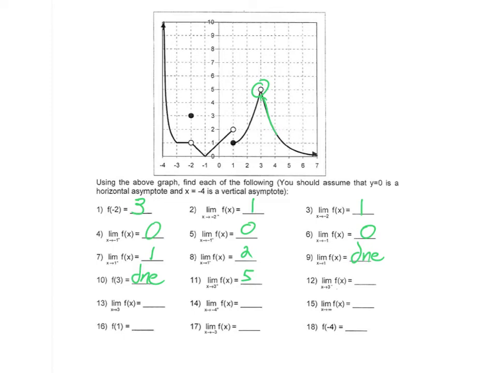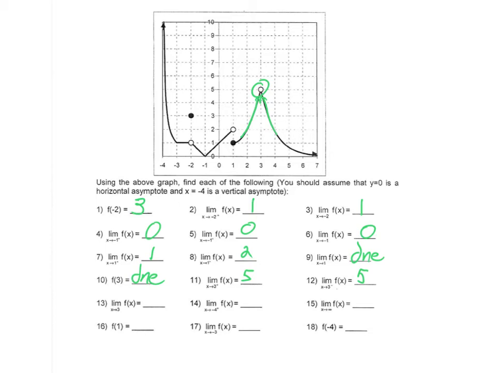Number 12, what is the limit as x approaches 3 from the left, or the more negative side? That takes me on this road as I work my way towards an x value of 3. That also brings me to a y value of 5, even though the point doesn't exist. Again, it's just where it's pointed. It's pointed towards 5.